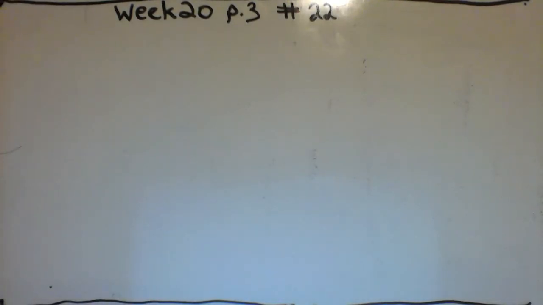This is week 20, page 3, number 22. Analysis of a sample of maple syrup reveals that the concentration of hydroxide ions is 5.0 times 10 to the negative 8th molar. What is the pH of this syrup? Is it acidic, neutral, or basic?